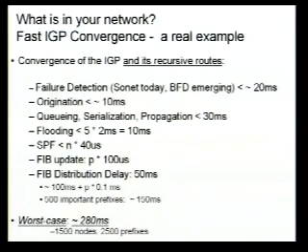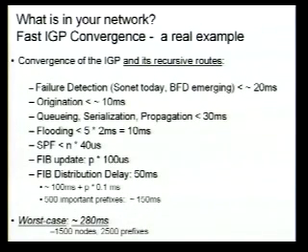Origination, less than 10 milliseconds. Queuing, serialization, and propagation, less than 30 milliseconds. Flooding, again, tens of milliseconds. And the SPF in our implementation is 40 microseconds per node in the actual graph of the link state database. The FIB update is roughly 100 microseconds per node, and then the FIB distribution delay is on the order of 50 milliseconds.